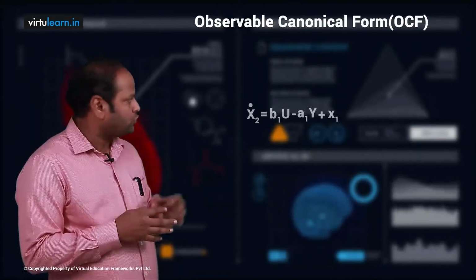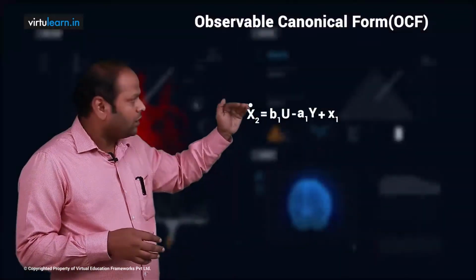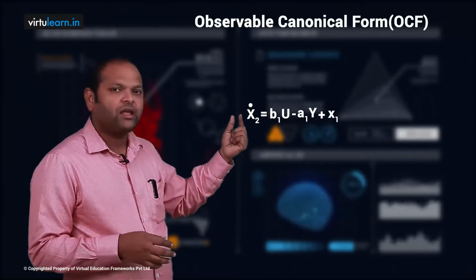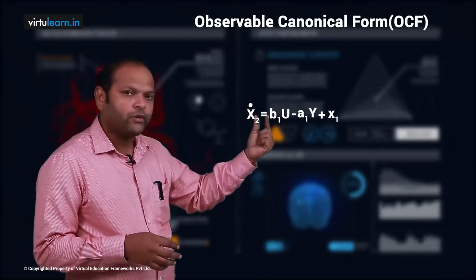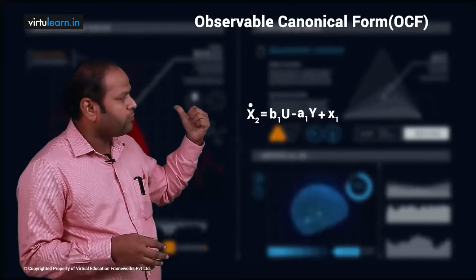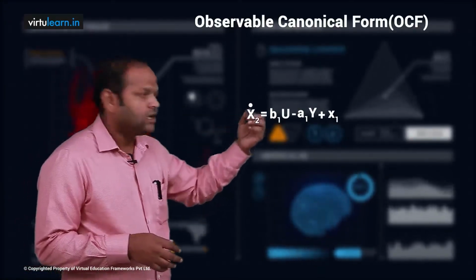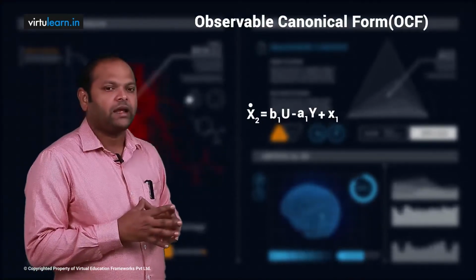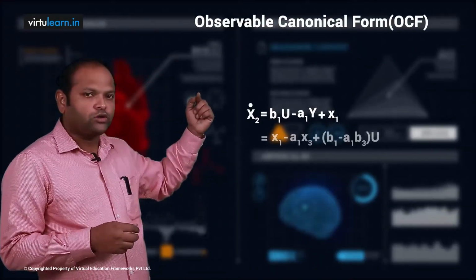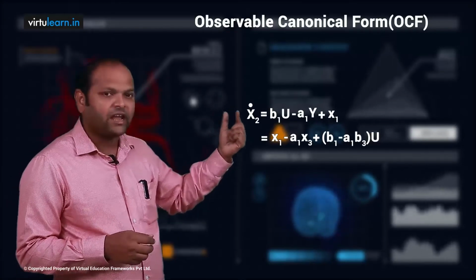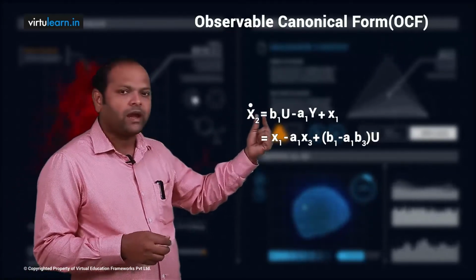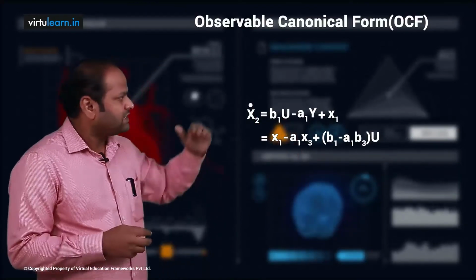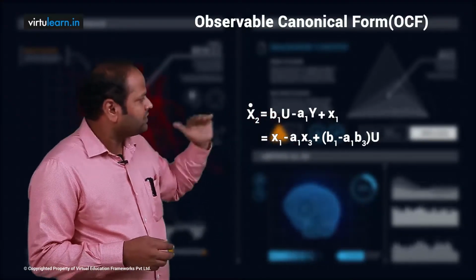Similarly I can write x2 dot, again there are incoming branches, and we can write x2 dot as minus a1y plus b1u, and of course if we closely observe one more input also there, that is x1, so plus x1. So 3 branches, with these 3 branches I can write x2 dot. Then the x2 dot is going to be x1 minus a1 x3 plus b1 minus b3 a1 into u.